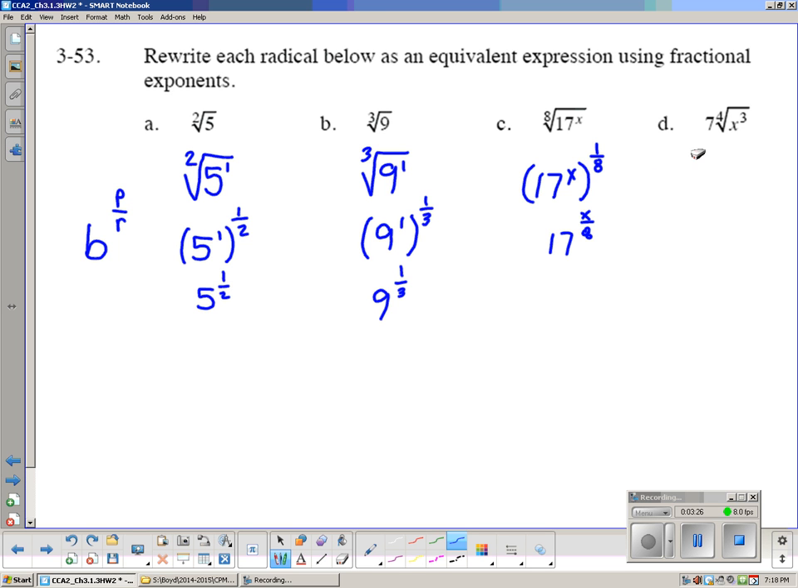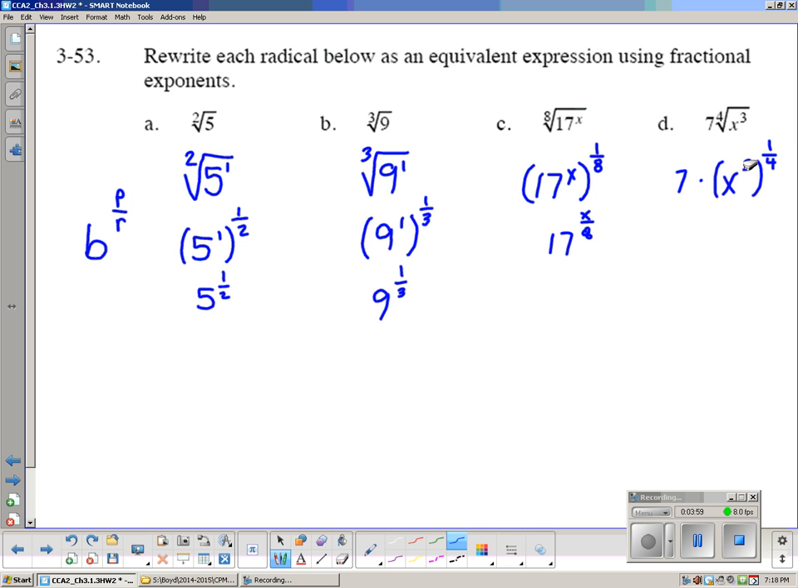Part D. We have 7 times the 4th root of x to the 3rd. So 7 right now is not being raised to any power except for 1, so it can just hang out here by itself. Let's focus on our x here. We've got x to the 3rd power right now, and it is being raised to the 1/4 power. Remember, the 1/4 power is the same thing as taking the 4th root.